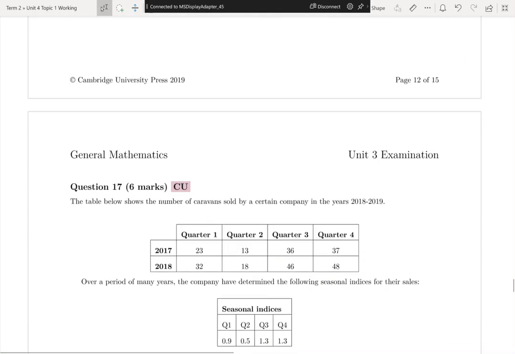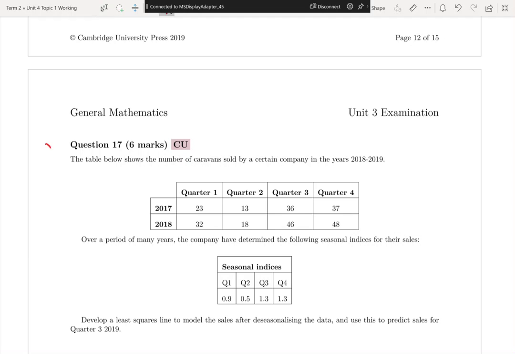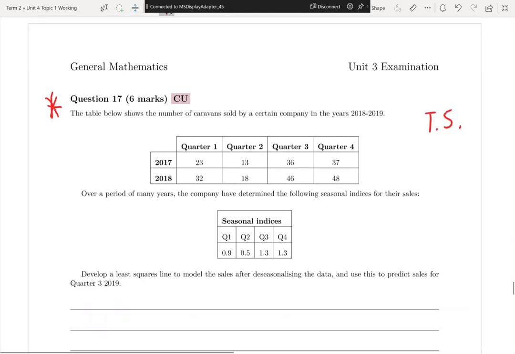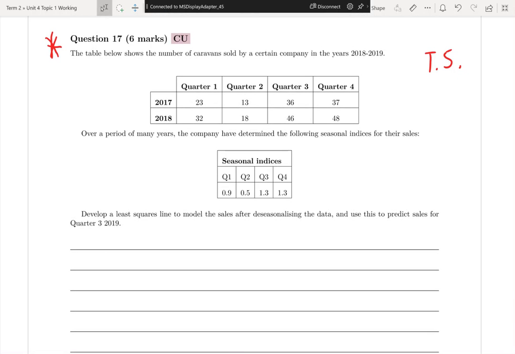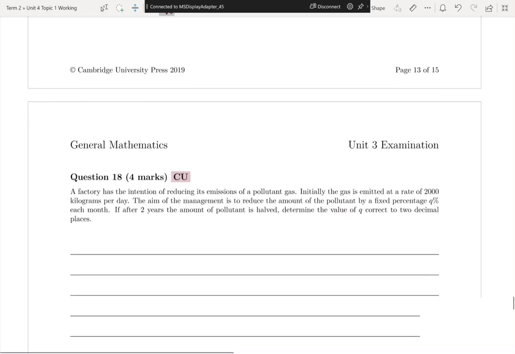Okay, question 17, 6 marks, complex unfamiliar. So this is very nasty, this one. Sure is, because it's got seasonal indexes in it, time series. Yep, so the trick here is it also says develop a least squares line to model the sales after deseasonalising the data and use this to predict sales. So the least squares regression model, what topic did that come into? Yeah, so this question is linking bivariate data and time series. So there's two things you have to have going on at once, which is what makes it tricky.